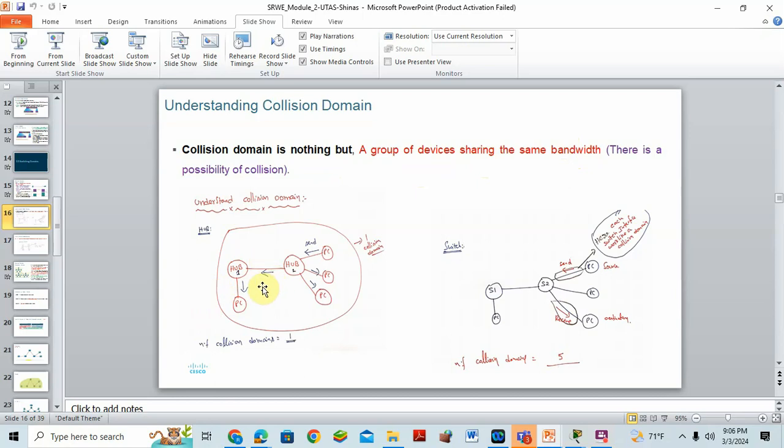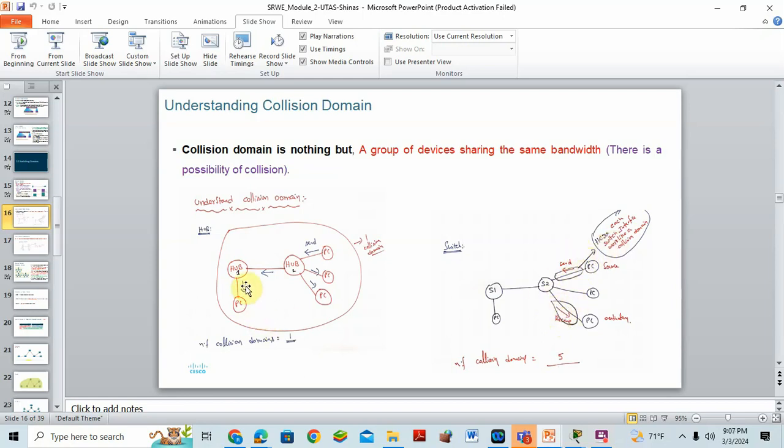Okay, so in a hub only one device can send at a time. All of the other devices will wait. They will receive. So only one can send, others can receive. In a switch, full duplex means every device can send and receive at the same time. That means each link is a collision domain.